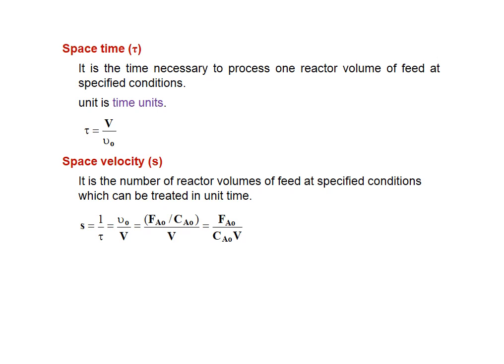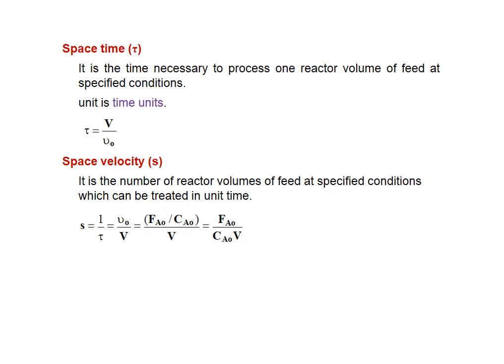Moving on to the space time. What is space time? It is the time necessary to process one reactor volume of feed at specific conditions. In other words, we can call it the residence time, the amount of time that is required for the reactant to completely react inside the reactor and form a product. The time the reactant spends inside the reactor is measured as space time or residence time in time units. It can be given as tau equals V by V naught.